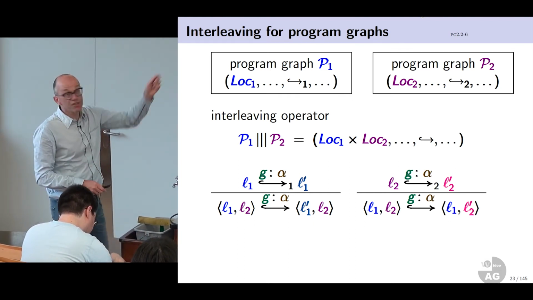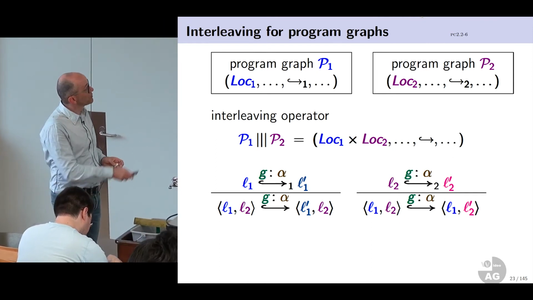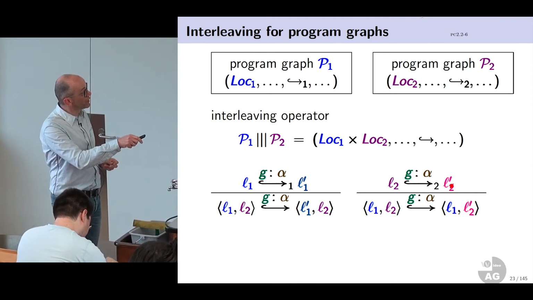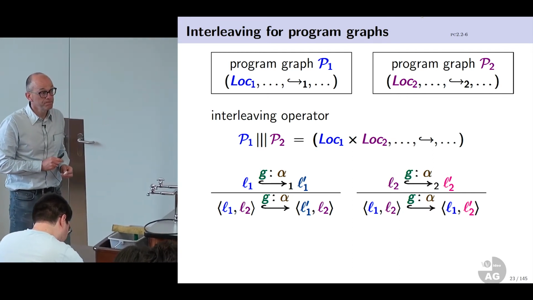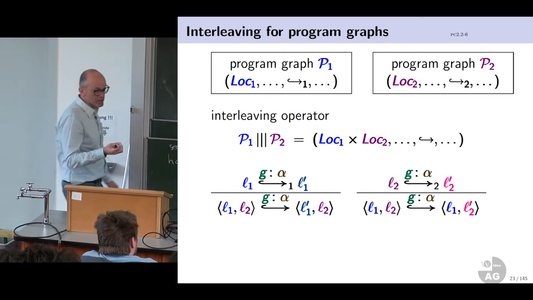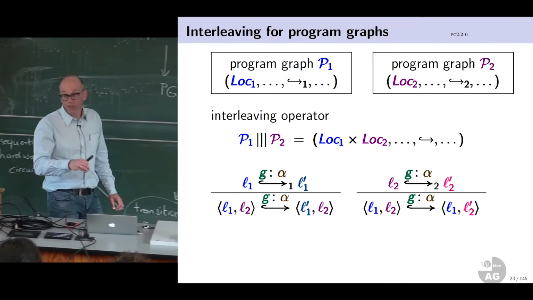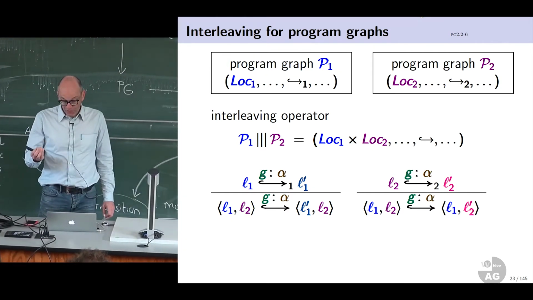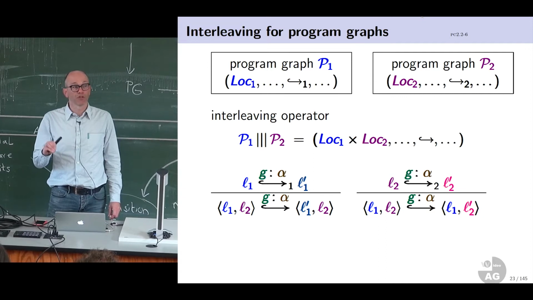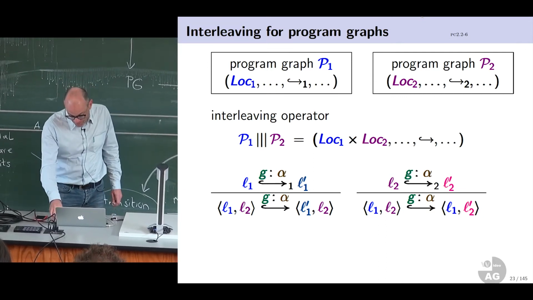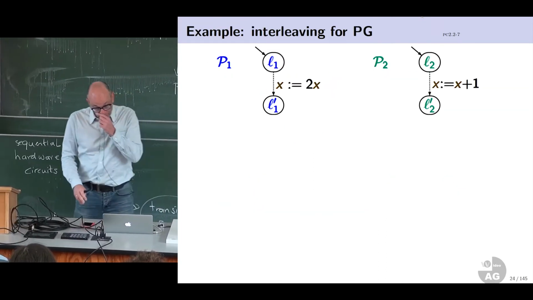The rule on the right is a symmetric version, so this simply tells you that if L2 evolves into L2 prime, then the pair L1, L2 can do G alpha and goes to L1, L2 prime. Okay? So it's the same principle as we have seen previously, but the important difference is we do it now on the program graph and not on the transition system. Good, so let's do an example.